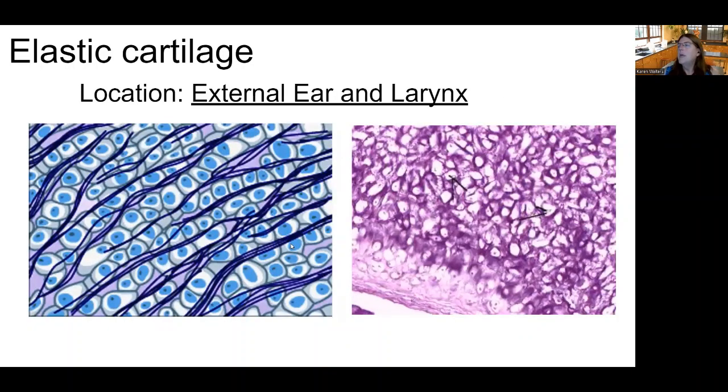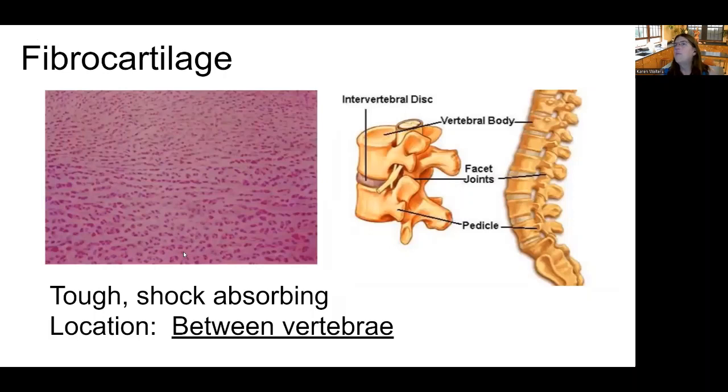In the ear and also in our voice box, the larynx, we have this elastic cartilage. So, if you feel your ear, there are much more elastic fibers in there. And the fibrocartilage is a very tough shock absorbing cartilage that lives in your discs, these intervertebral discs. You've heard of, if somebody blows out a disc, that's exactly what they're talking about. Between the vertebrae of your vertebral column, you have those fibrocartilage discs.